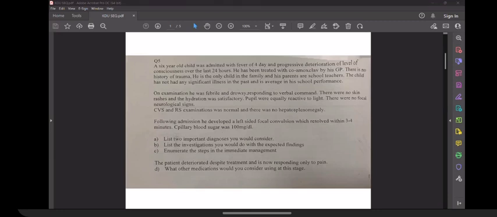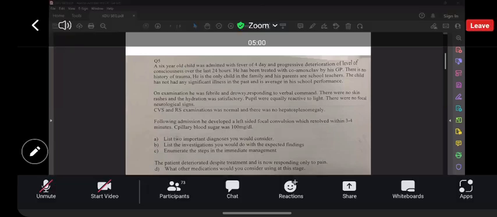The next component lists the investigations you would do with the expected findings. Can someone tell me what you all have written?